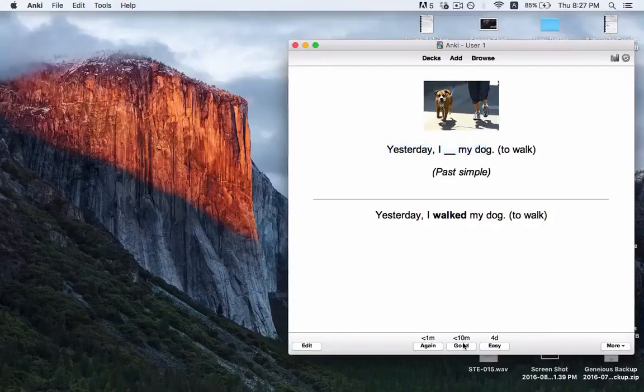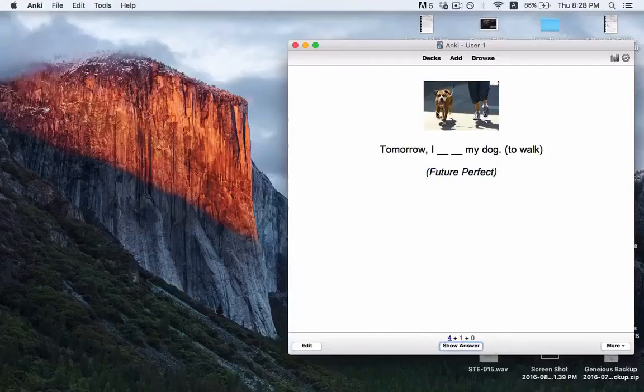So I'll go more into depth in that in the future, but it's always good to have something that helps you with the context. Whereas obviously if you just had "I something my dog" to walk and you didn't have the hint here, it could be any tense. Whereas yesterday, it's not going to be "yesterday I will walk my dog" or "yesterday I'm going to walk my dog". It's always something in the past tense with yesterday, which happened in the past.